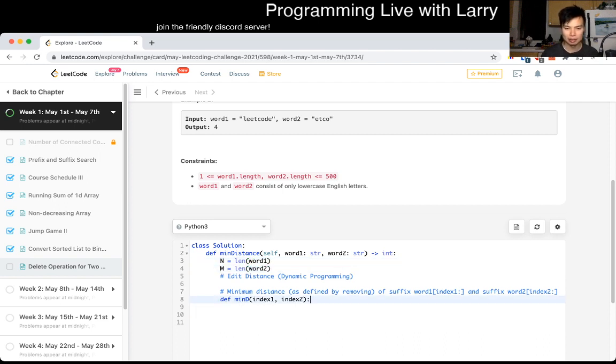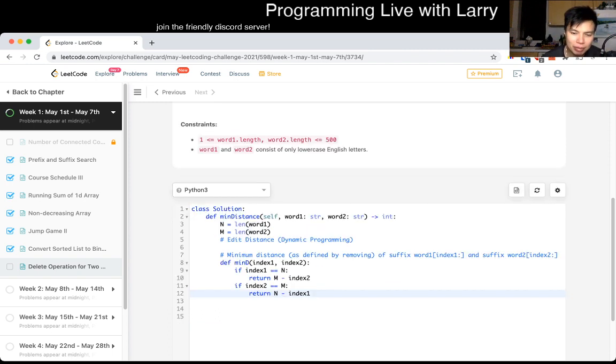And then here, if index 1 is equal to n, we return m minus index 2. If index 2 is equal to m, return n minus index 1. You may ask what this base case means, and the short answer is that if there are no more characters in word 1, then you delete every character in word 2. That's basically the idea.